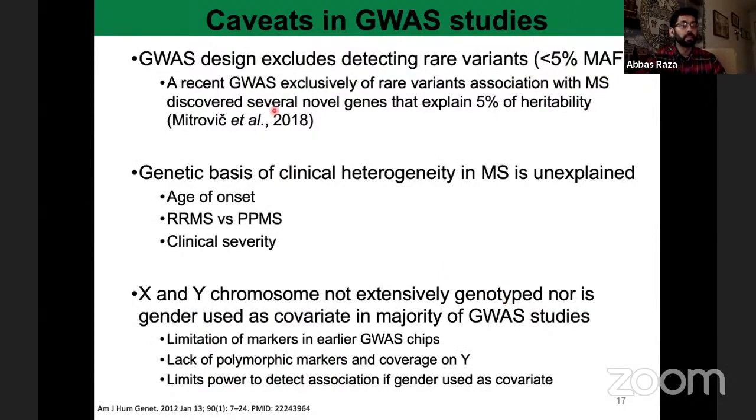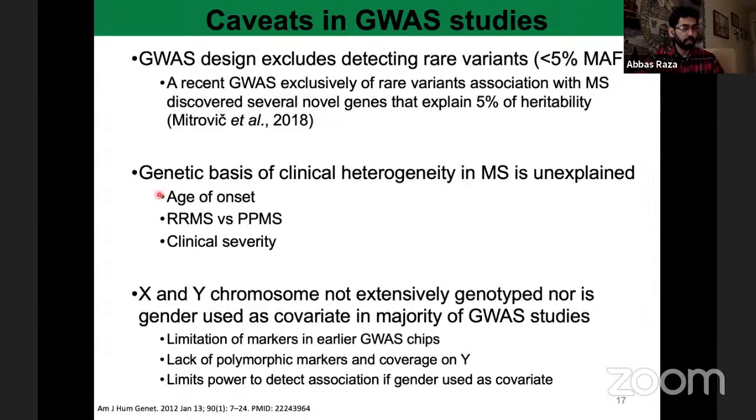Also, these GWAS studies are excluding rare variants. That was the whole idea, to just look at common variants. So we are missing a lot of the heritability from that part as well. In fact, a recent GWAS study that was done exclusively using these rare variants uncovered almost 5% of the genetic component. So now we know 20% plus 5%, about 25% of the genes contributing to MS.